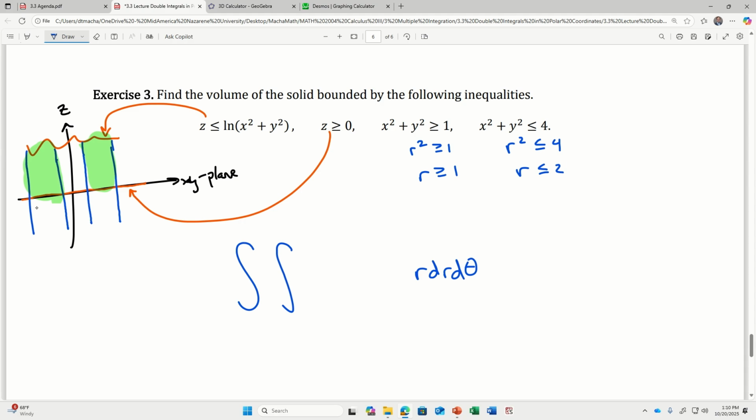The thing I'm going to integrate is the natural log of r squared. As far as the lower and upper bounds of theta, I don't see anything restricting theta. I can replace all of the x's and y's with r, and there's no mention of theta anywhere. I might as well let theta go from 0 to 2 pi. Then for my bounds on r, what's my lower bound? 1. What's my upper bound? 2.